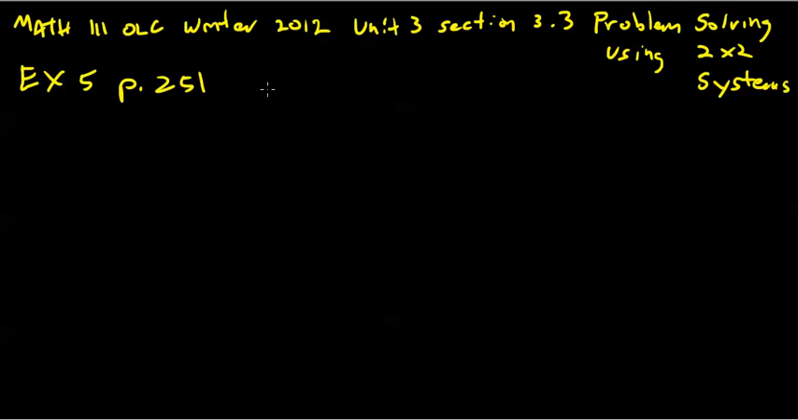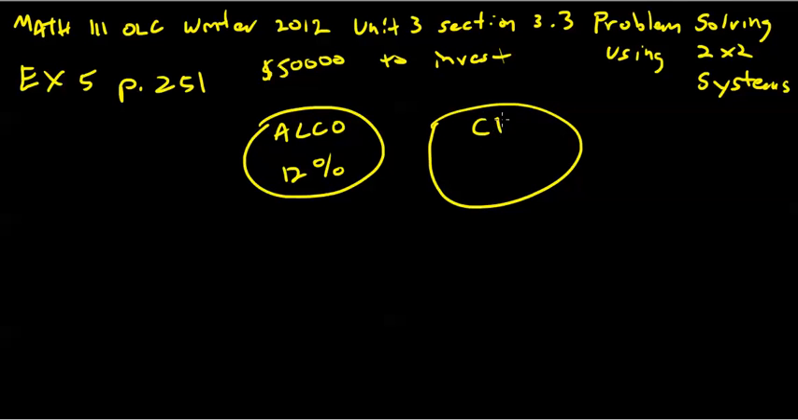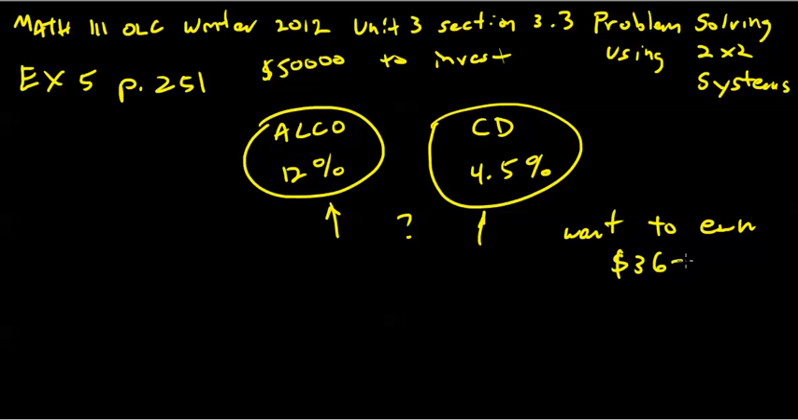All right, so what we've got is $50,000 to invest into these two accounts. One is the ALCO account that pays off 12% interest. And we've also got this bank type CD, which is quite a bit less interest, but it's a little safer. So it's kind of a trade-off. How much am I to invest in one or the other of these accounts? Write that down. That's our goal: we want to earn $3,600 in interest from these two accounts.